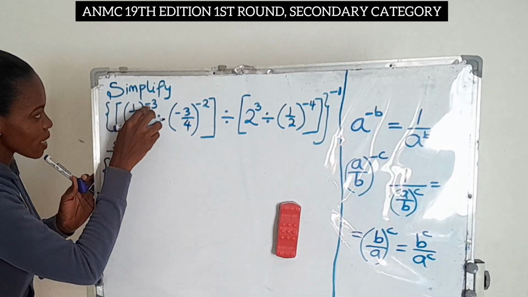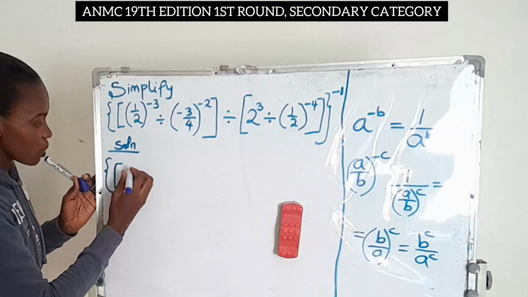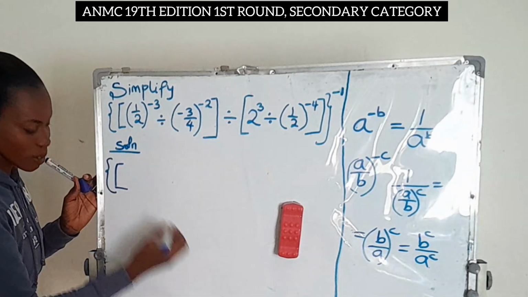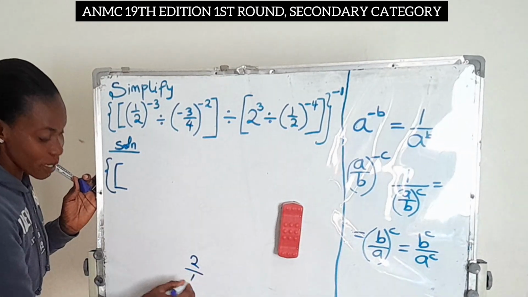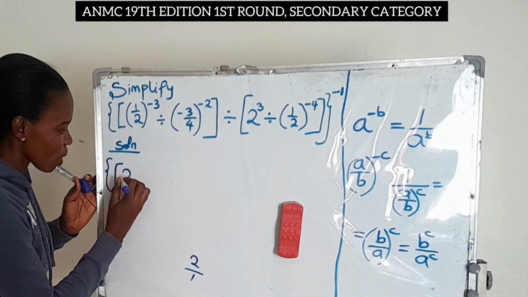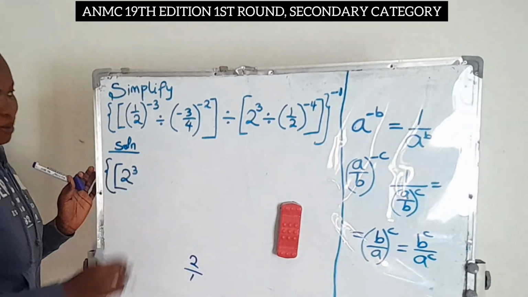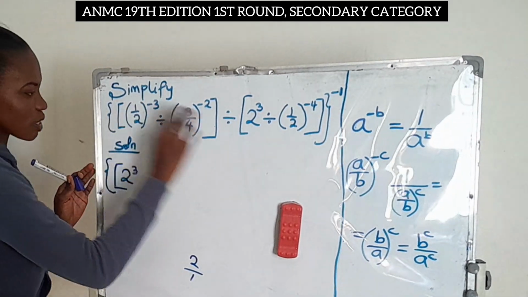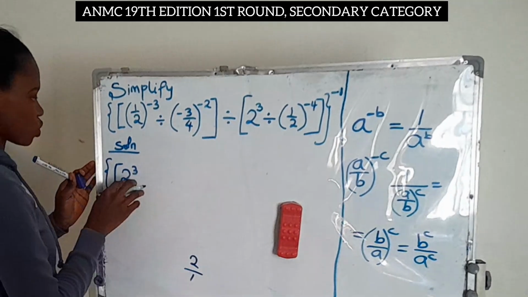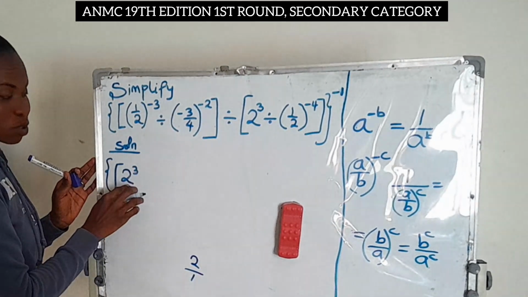If I do it here, this negative will turn, this will now be 2 over 1. Are you with me? 2 over 1. And you know any number over 1 is the same thing as that number. So 2 over 1 is the same thing as 2. So I'll have 2 raised to power of 3. I hope you're understanding it. Compare this with what I just did here. So 2 raised to power of 3, that's what everything here has reduced to.